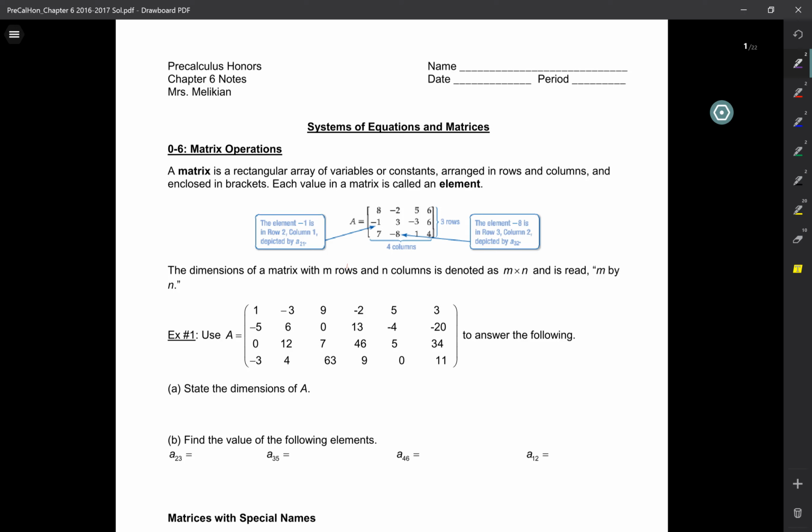Hi everyone, we are starting chapter 6 today. We're going to start with 0.6 matrix operations.